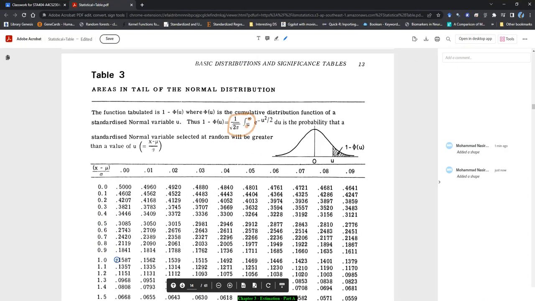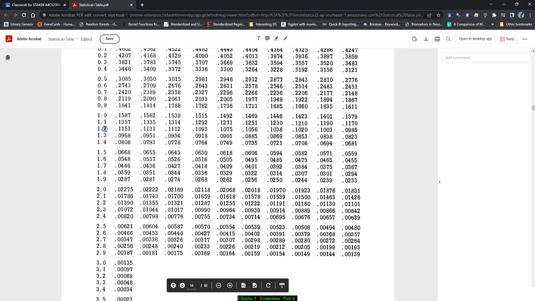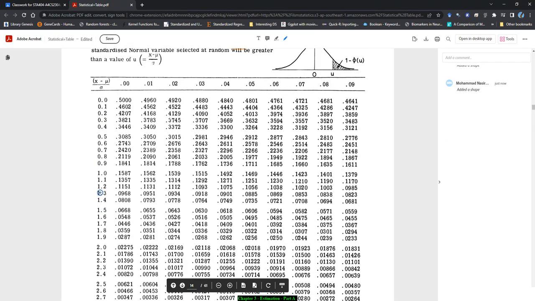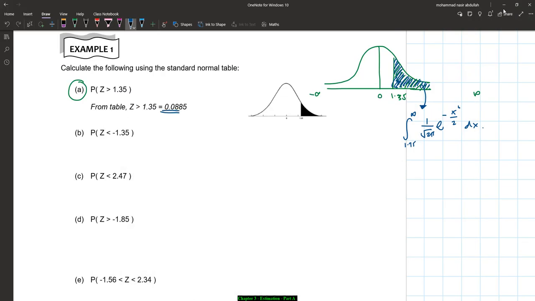If you are looking for z more than 1.35, 1.35 is here in the table. So supposedly it is here, 1.35, and the value is 0.0885. So it should be 0.0885. Now let's look at another one.